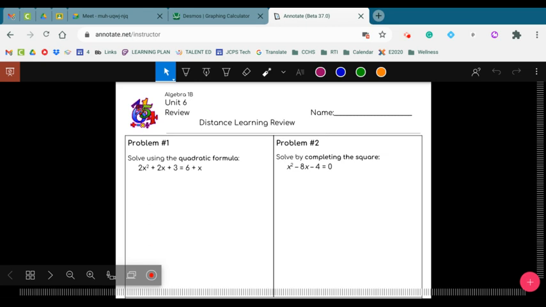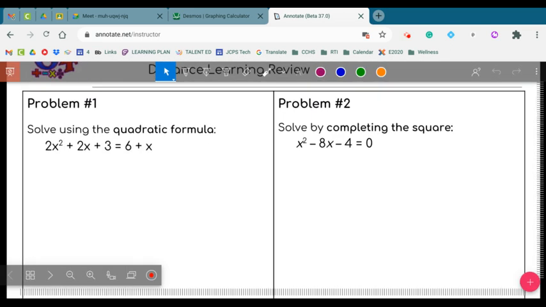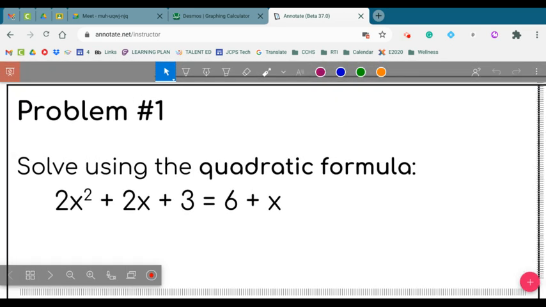Okay, this is going to be a Unit 6 review. This is what I want you guys to watch on Friday after you take your quiz. This will review Unit 6 material, which I don't want you to forget since we still need to take that test. Problem 1 says solve using the quadratic formula.